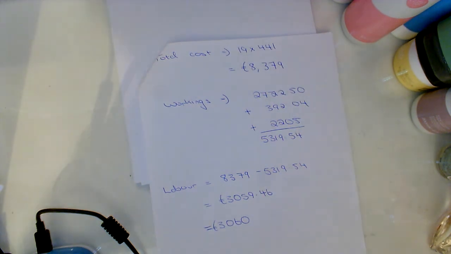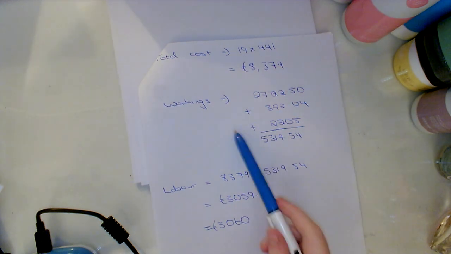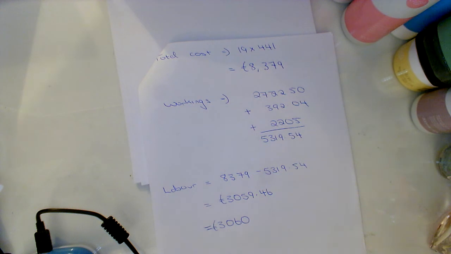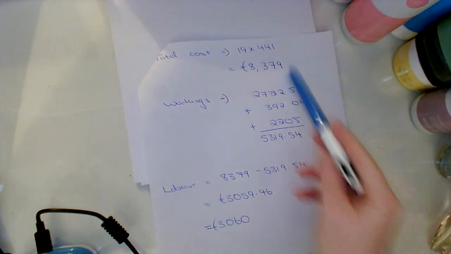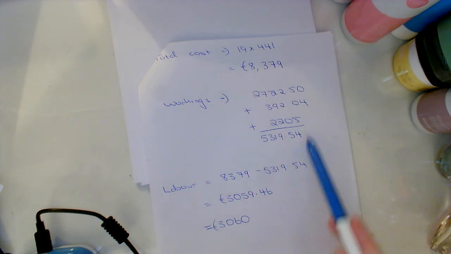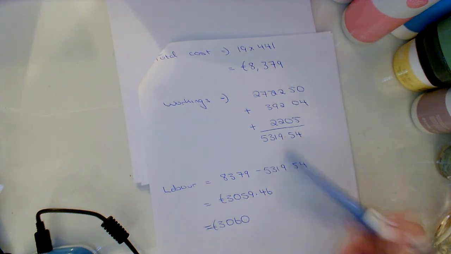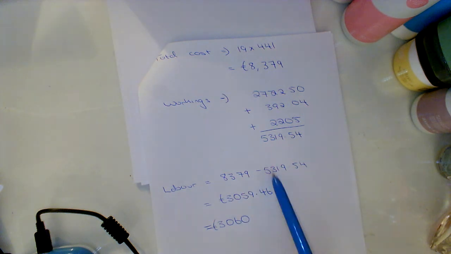I was asked at the end of this question, what are the builder's labour costs to the nearest euro? So I worked out, okay, this was the patio, the previous one, this was the shrubs, this was the total ground, and I got 5,319.54. This is what the workings cost, and we need to find out the labour, which is the missing figure. So I go 8,379, take away my 5,319.54, and I get 3,059.46, and then I just rounded it up to 3,060.